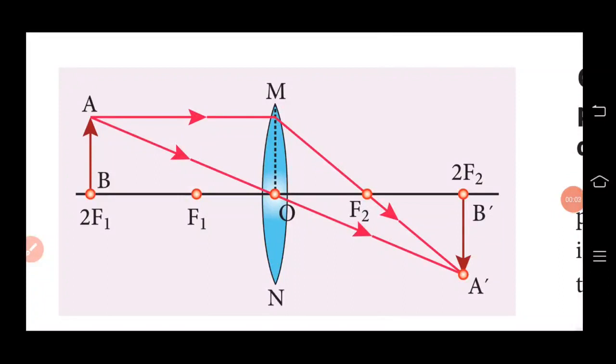Students, this is a picture to show when the object is placed at C. The left side of the lens, AB, is the object, and the right side of the lens, B dash A dash, is the image. So when we place the object at C, the image is formed on the other side at 2F2, and the image is real and inverted, and also the same size.